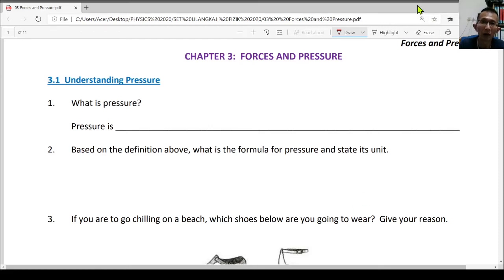Hai, hari ini kita akan bincangkan chapter 3, Forces and Pressure, tingkatan 4.